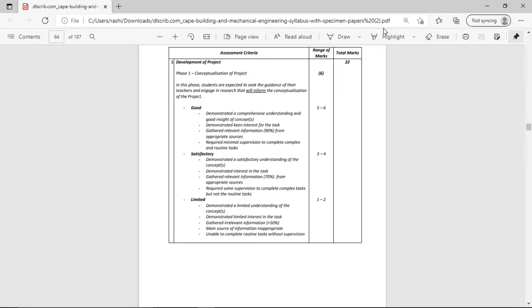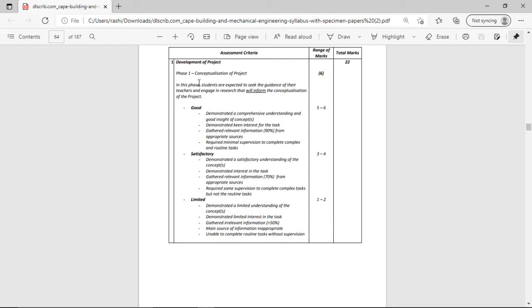All right, so here it says that for phase 1, which is the conceptualization of the project, where you're actually coming up with your ideas, students are expected to seek the guidance of their teachers and engage in research that will inform the conceptualization of the project. So you speak with the teacher, you tell them what you want to do, how you want to go about solving the design problem, and then you work with the teacher and come up with your designs.